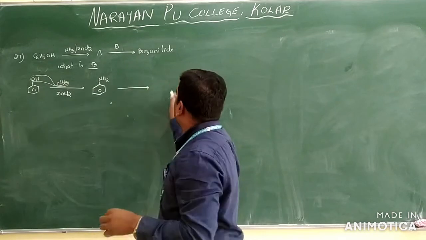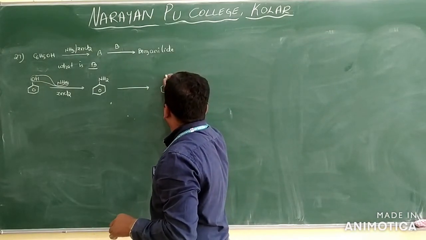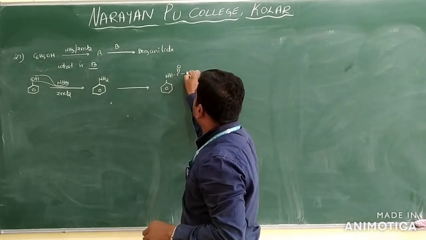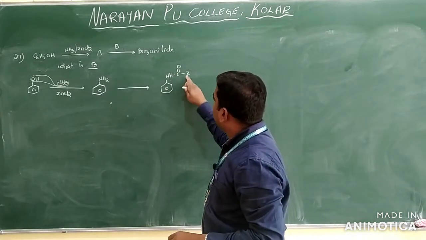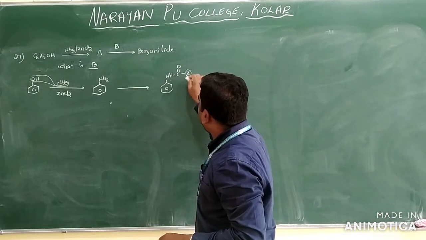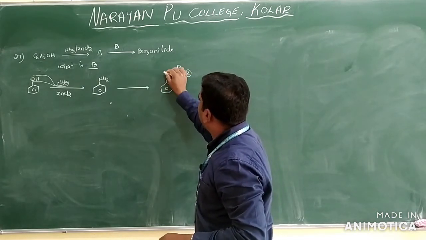Anilides have the formula NH–C double bond O, and if any R group is there, we call it an anilide. If CH3 is there, it is acetanilide. Depending upon R, the name comes. These are anilides.